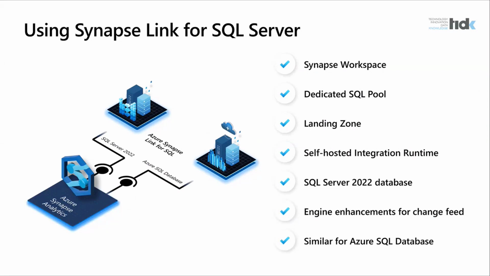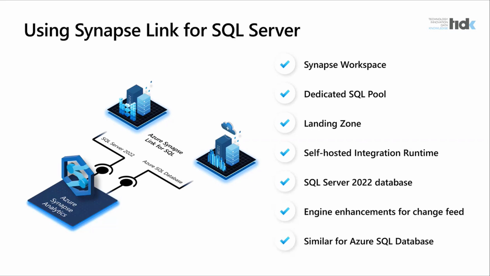Then, of course, we should have a SQL Server 2022 database with some of the prerequisites on the schema, on the table, and the things in the database, and I will tell you something about it a bit later. And then we'll be able to use this mechanism, which is based on the change data feed. It's quite similar to using the link connection between the SQL database and the Azure SQL database and Azure Synapse Analytics, but there are some differences here.